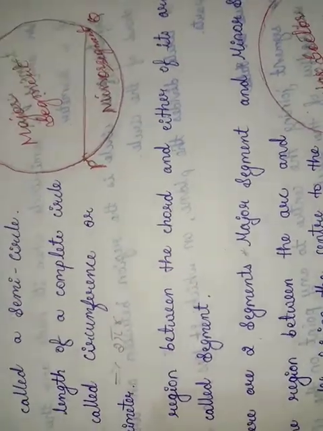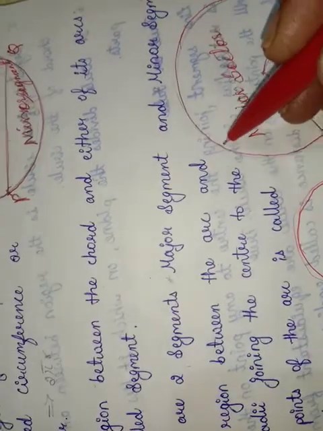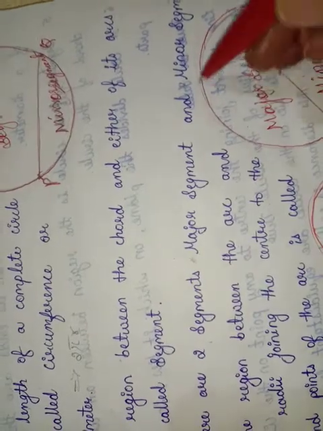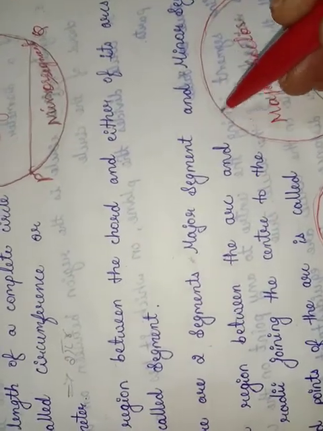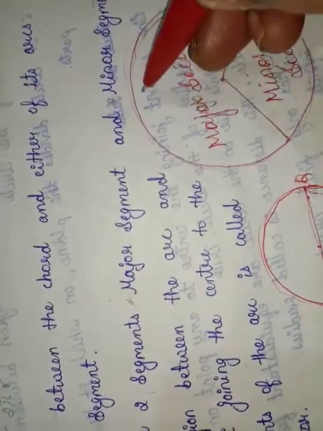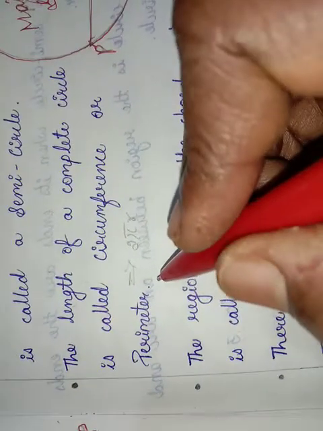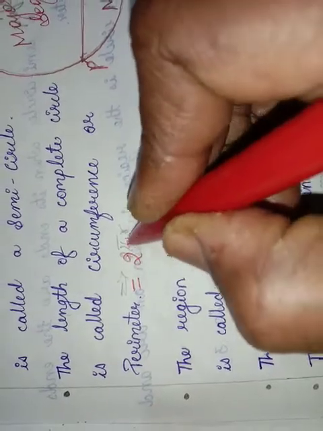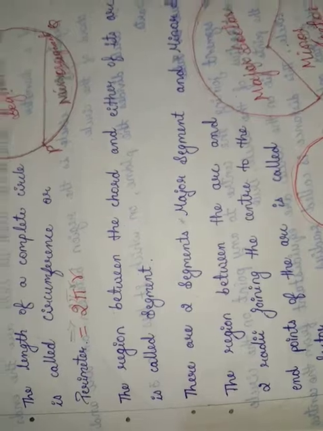Then next is the length of the complete circle. See, for example, this one. The length of the complete circle is called the circumference of the circle, or we can say the perimeter of the circle. You all know the perimeter or circumference of the circle is nothing but 2 pi r.